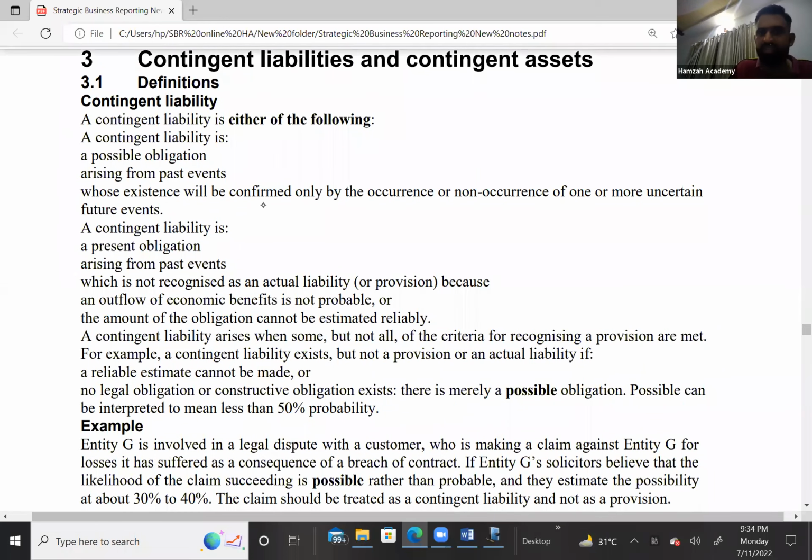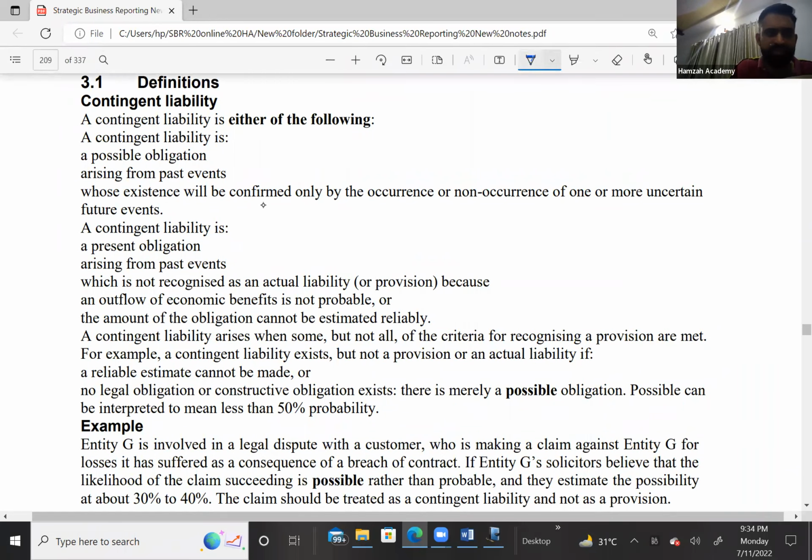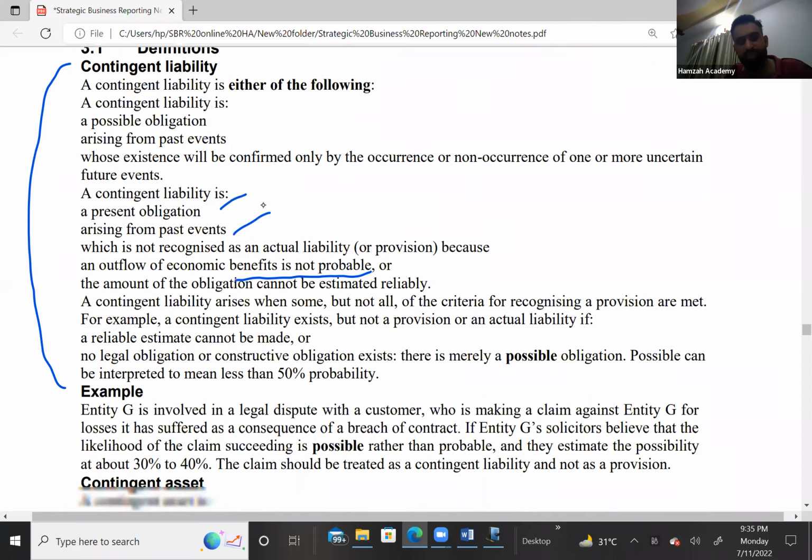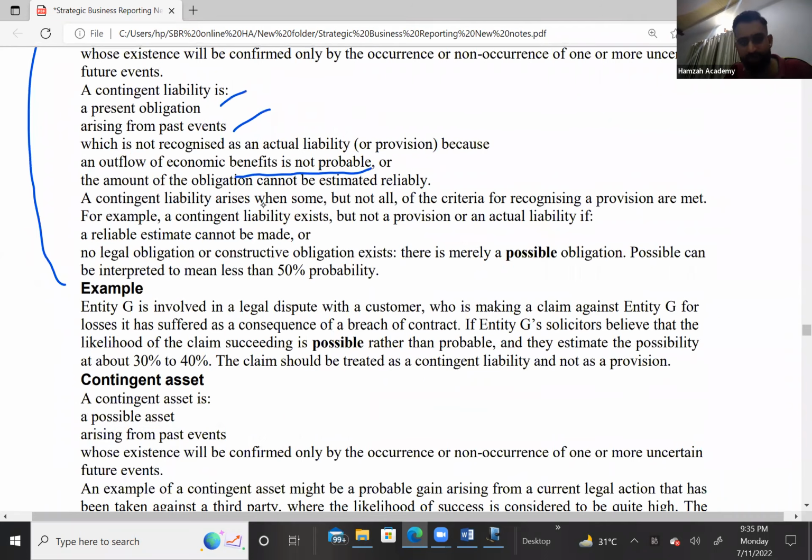So this is the definition in a book. A contingent liability is a possible obligation arising from a past event, or a contingent liability is a present obligation arising from a past event, but not recognized as a provision because outflow of economic benefit is not probable, or the reliable estimate cannot be made. So in that case, it will be a contingent liability only, and it will be disclosed only. That would not be recognized.